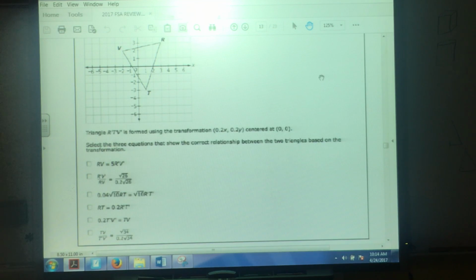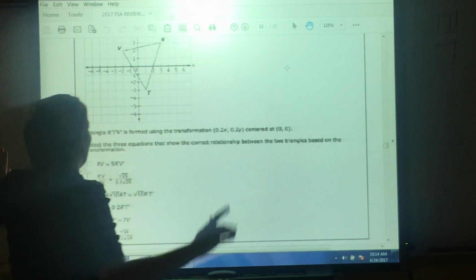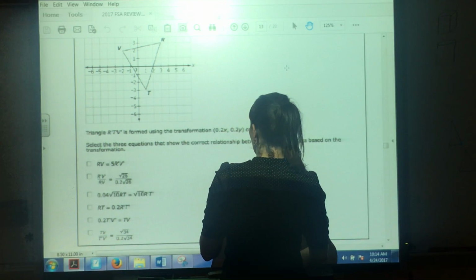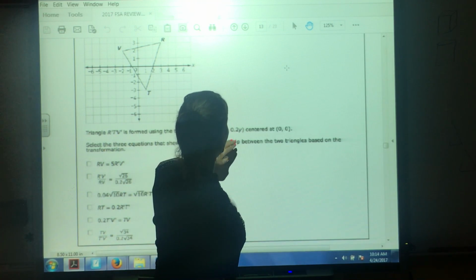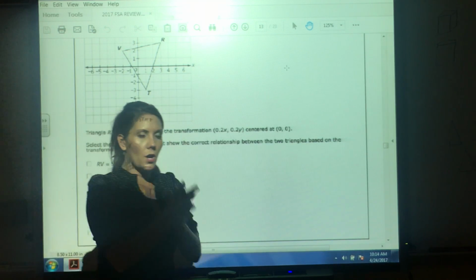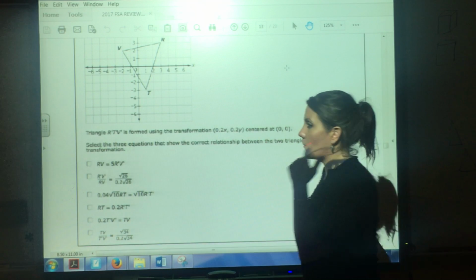All right, guys, this one here, do not let these scare you. Okay, this is saying we have this triangle, and then we are going to dilate it using this transformation. Centered at 0, 0. That's cool. That just means we're going to multiply all of the coordinates by 0.2. So is it going to get smaller or larger? Smaller. Excellent. By the way, something you need to think about here.